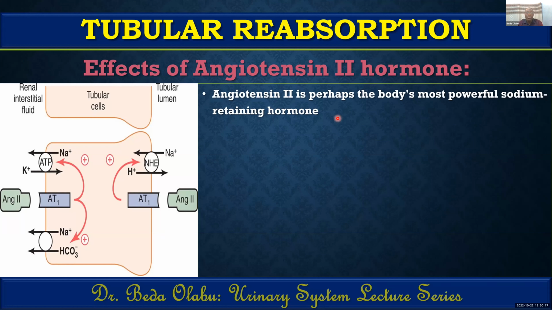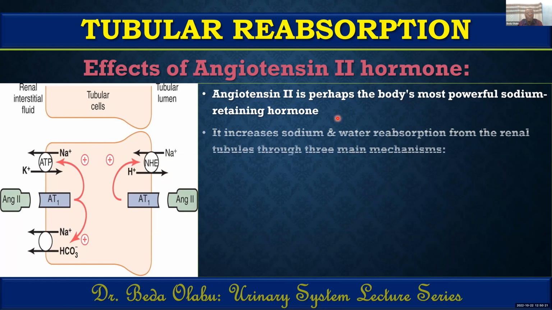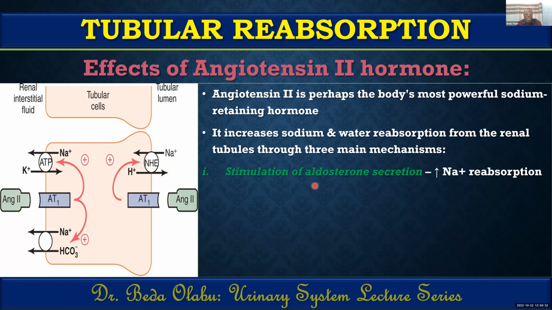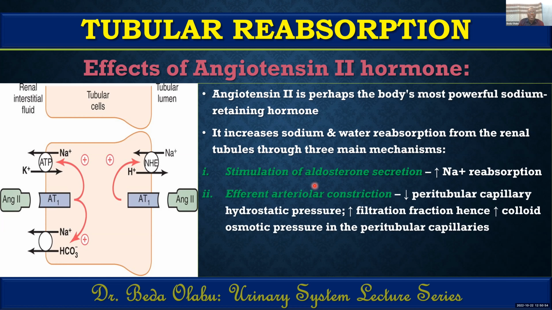Angiotensin II is perhaps the body's most powerful sodium retaining hormone. It increases sodium as well as water reabsorption from the renal tubules through three major mechanisms. One, because of its effect on the zona glomerulosa of the adrenal cortex by stimulating aldosterone secretion. So because it stimulates aldosterone secretion, aldosterone will in turn promote sodium and water reabsorption at the kidney. The other mechanism is its effect on the efferent arteriole. We said that within its physiological limits, it causes efferent arteriolar constriction. This increases the resistance of the efferent arteriole.